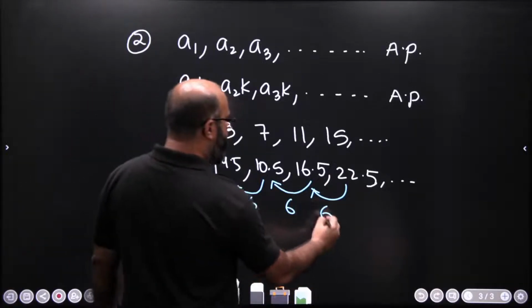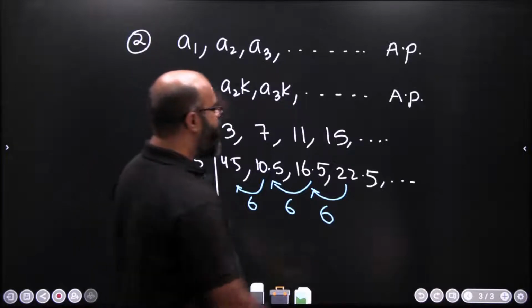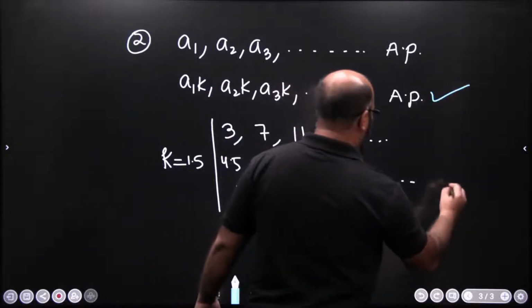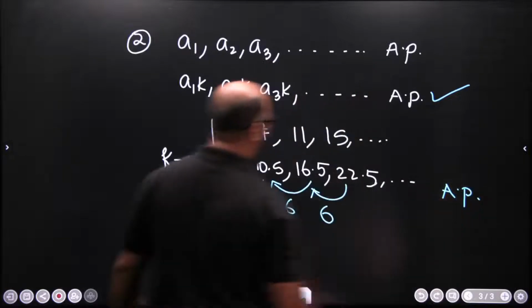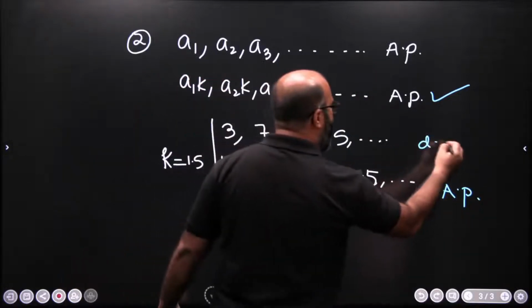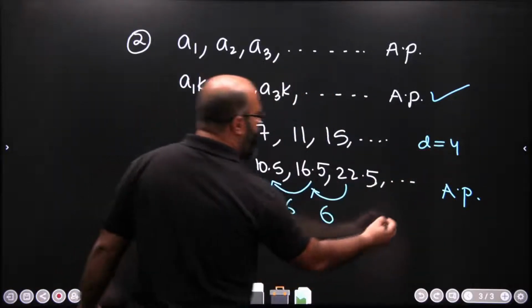So what we observe is that there is a common difference. So yes, it is an AP, but the common difference has changed. Earlier the common difference was 4. Now the common difference is 6.